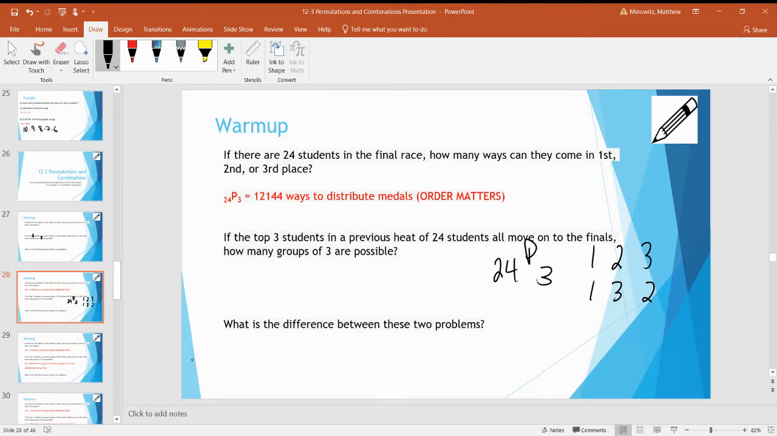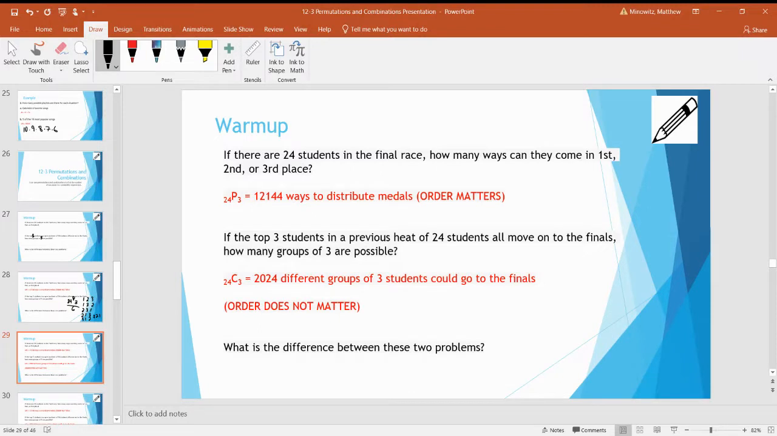So 3 people can come 1, 2, 3, or first, third, second, third, first, second, first, third, first, second, or third, second, first. So there are 6 different ways that these 3 people can be rearranged. So we're counting the same order 6 times. So what we're going to do is divide this by 6. Now we're going to have a special term for this, and it's called a combination. So there's 2024 groups of 3 when order does not matter.